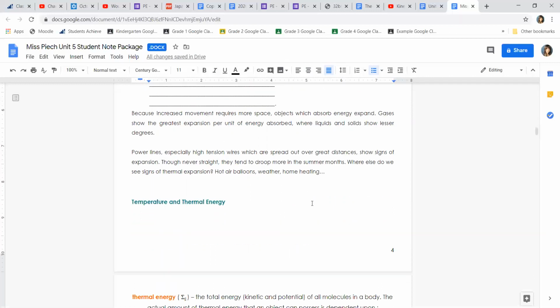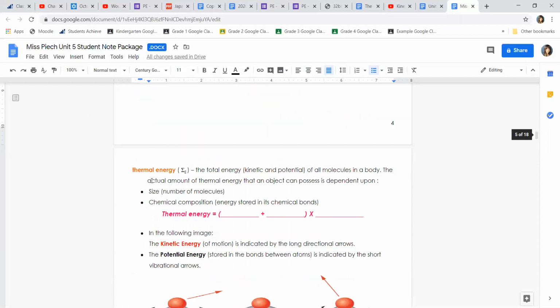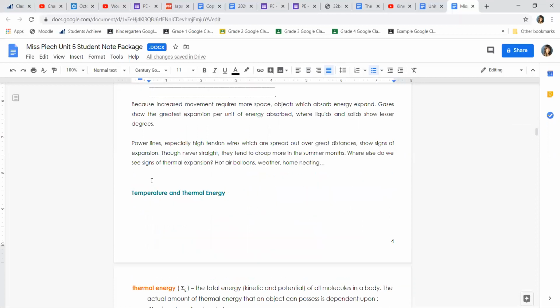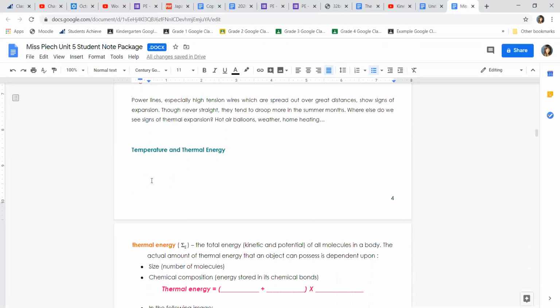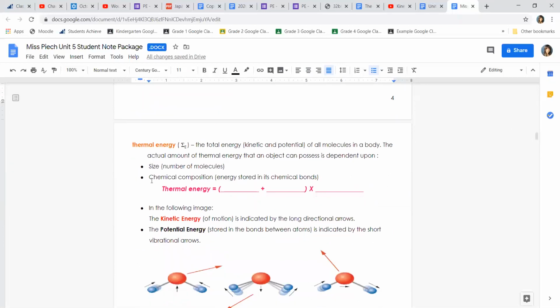All right, so you can even just read this part here. It says, because increased movement requires more space, objects which absorb energy expand. Gases show the greatest expansion per unit of energy absorbed, where liquids and solids show lesser degrees. So you can read the rest of that there. We are going to be looking more at things to do with temperature, thermal energy, all of that in this unit. So this is just like a brief introduction. It's okay if you don't fully understand it right now.